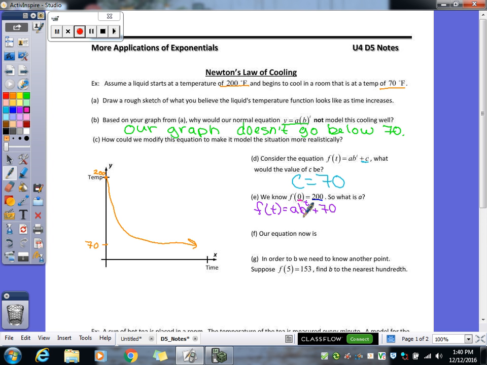We said our time was 0. So if I put a 0 in for the t of my equation, what happens to our b there? Turns into a 1. When I multiply it times the a, what do I have? So our 200 would go in for the function. So instead of f of t equals, it would be 200 equals a plus 70. So we would have to subtract our 70. That gives us our a value, which would be 130.